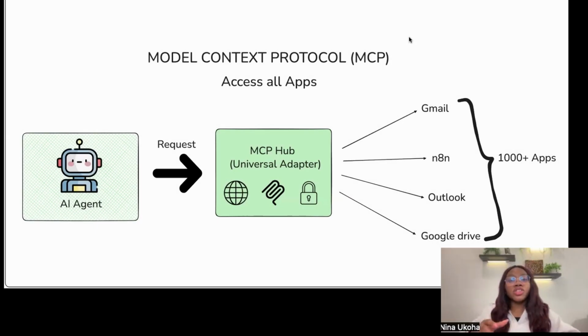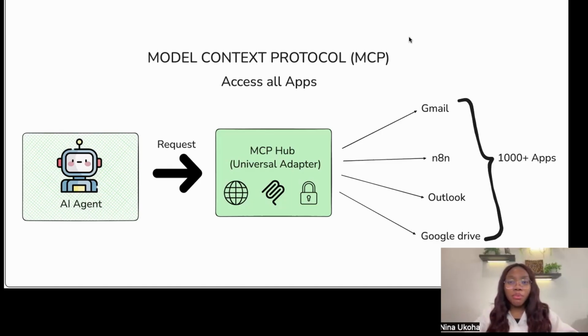But first, what is an MCP? So now let's talk about Model Context Protocol, MCP. This is basically a way that you can connect to apps without actually connecting to them individually. What that looks like in our case with Antigravity is that we have our AI agent, and our AI agent is building this application for us.